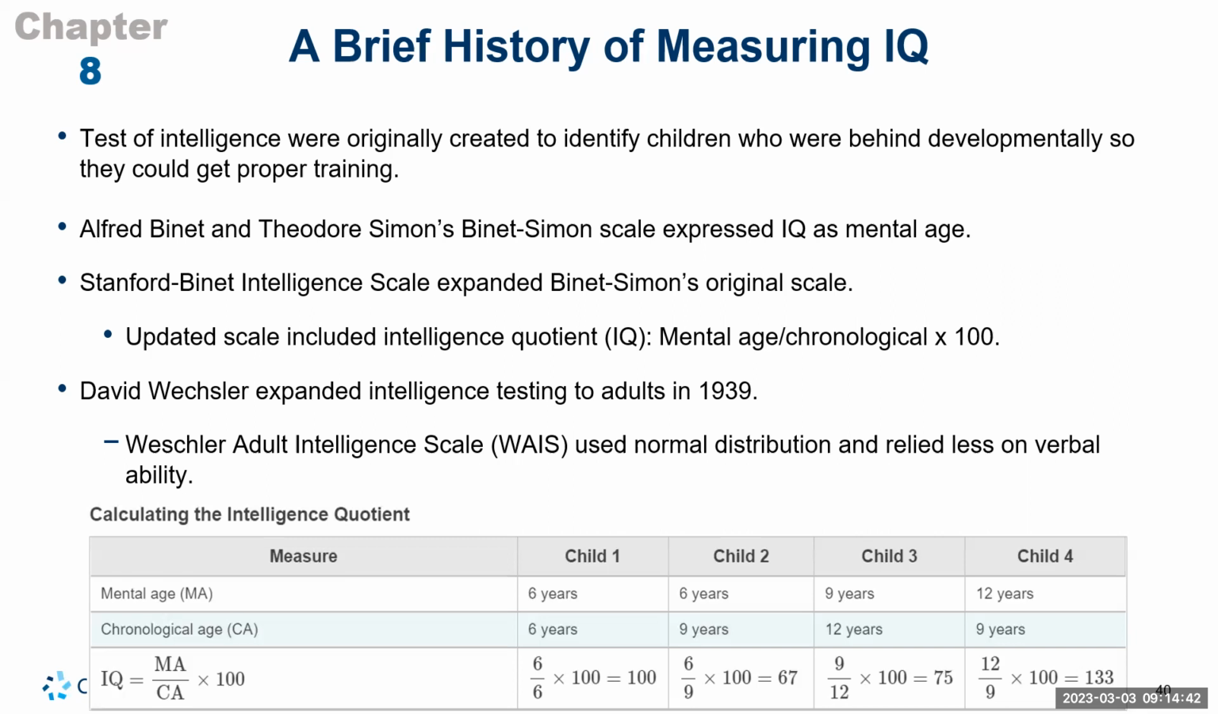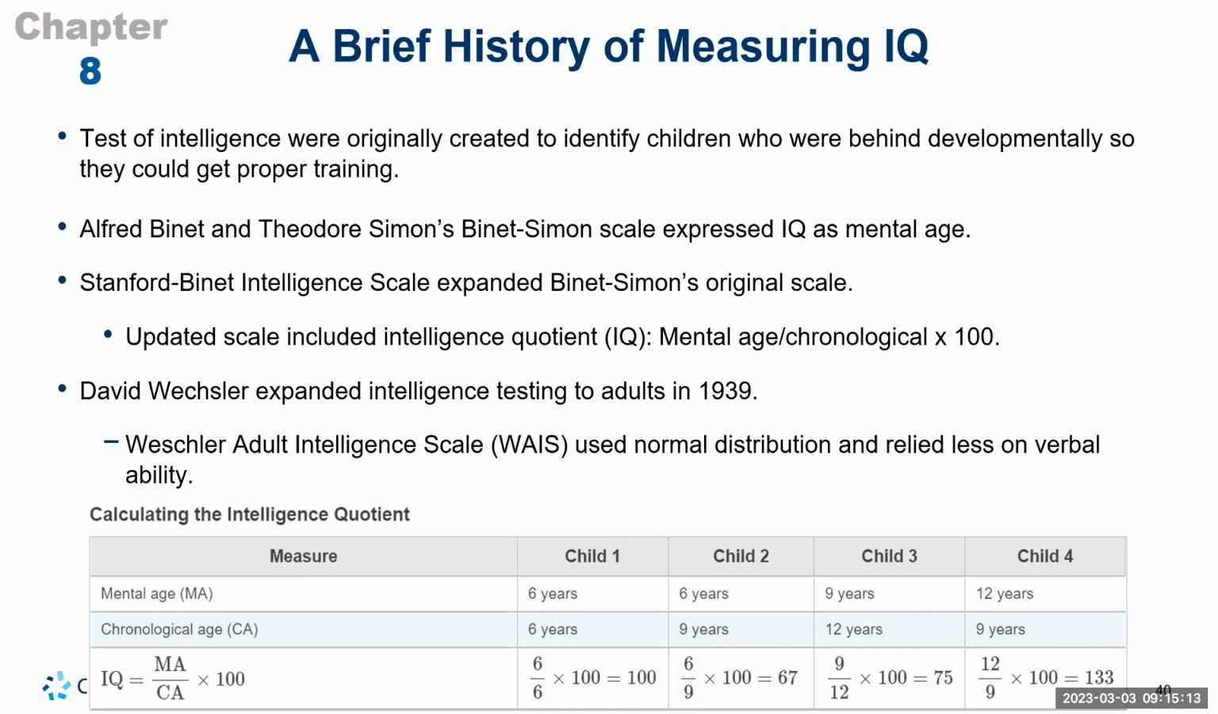And so what this did is it took your mental age and your chronological age and multiplied it by 100, and that gave you what we call your IQ score, right? So if your IQ score for this particular scale was anything less than 100, then you knew that you had a developmental delay, right? So if you look at the formula at the bottom, it says IQ equals MA over CA times 100, right?